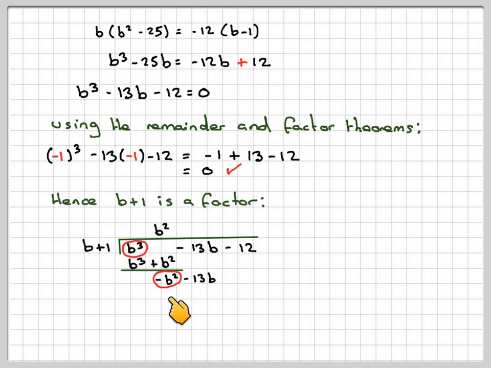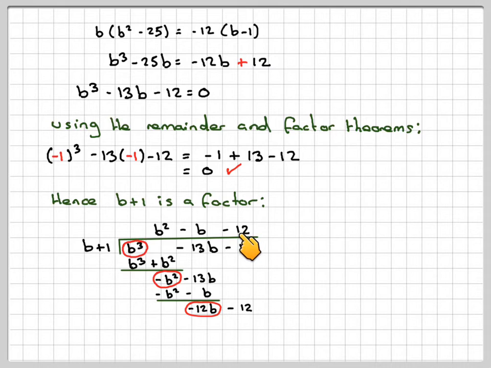Right, we're now going to do minus b squared divided by b, which is going to give me minus b. Minus b times b gives me minus b squared. Minus b times plus 1 gives me minus b. When we do the subtraction this time, these two will cancel out. Minus 13b minus minus b will give me minus 12b. Be very careful when you do that one. Bring down the minus 12. So minus 12b divided by b gives minus 12.